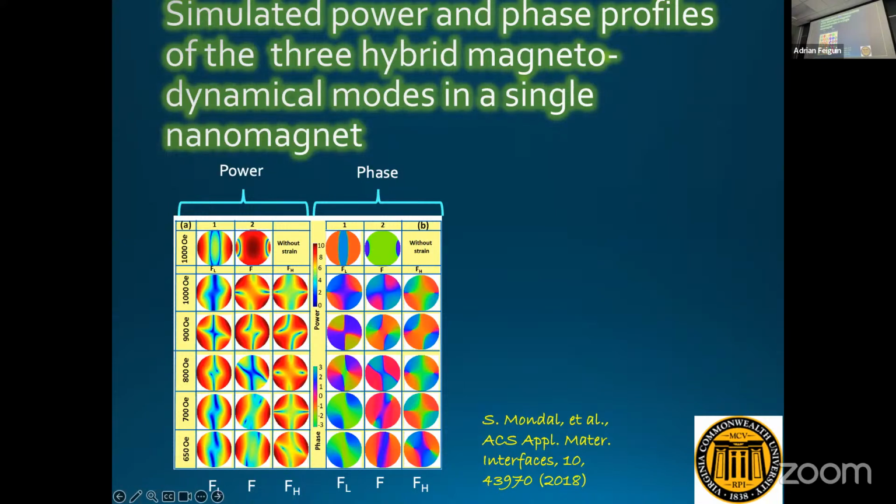In this case, for FL, the first mode, the low frequency mode. For the F mode, it's the other way around. Power is concentrated at the middle. So their power and phase profiles change a lot. This is the power profile and this is the phase profile. They change a lot depending on the magnetic field and are very different for the 3 different modes, FL, F and FH. So there's a lot of rich physics in this: we have very peculiar spin wave power and phase profiles in the hybrid magnetodynamical modes.